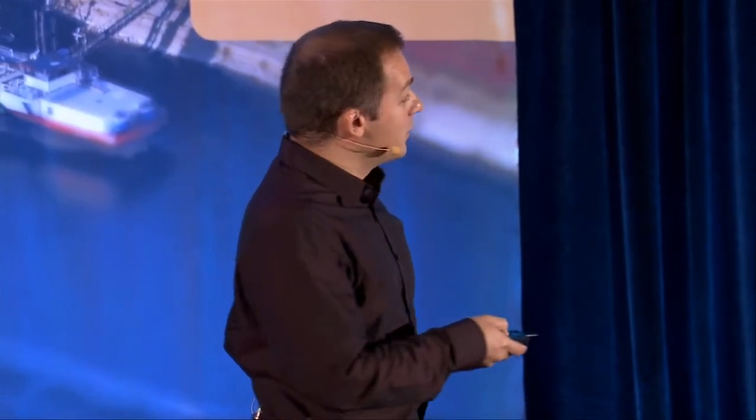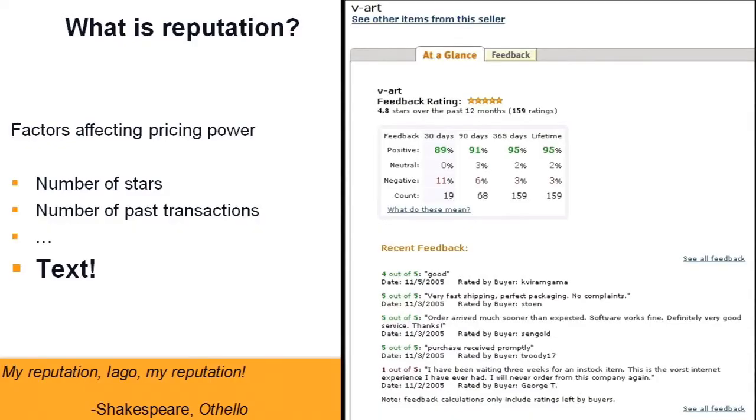How do we figure out? Well, we go and we see the text. So, for example, for this particular seller, we have good or very fast shipping, perfect packaging, no complaints. Or we have, for example, here, arrived much sooner than expected, blah, blah, blah.